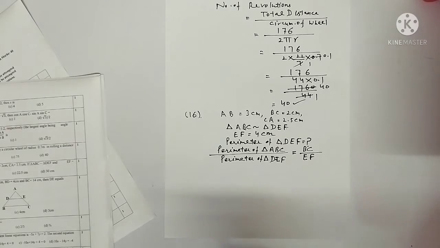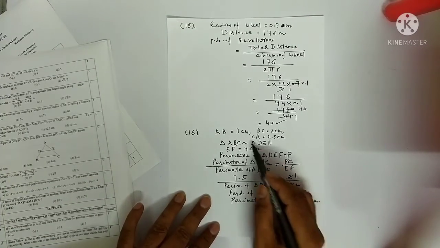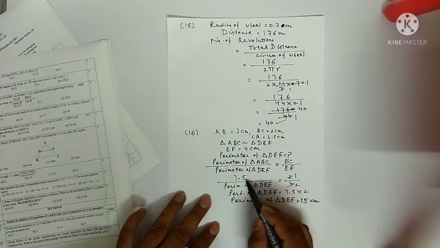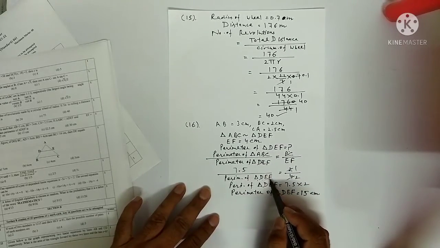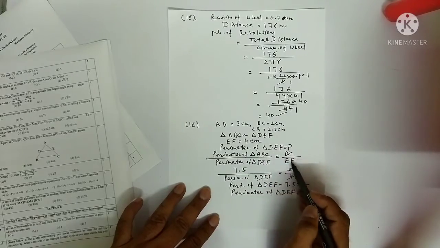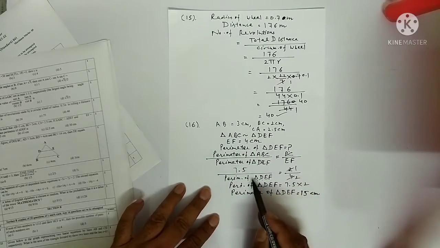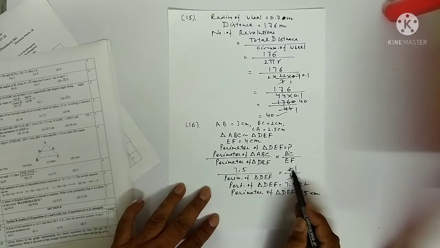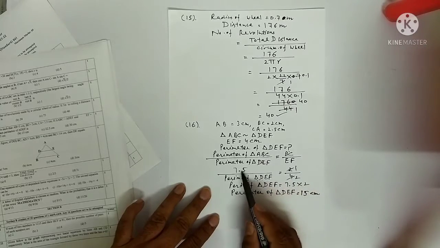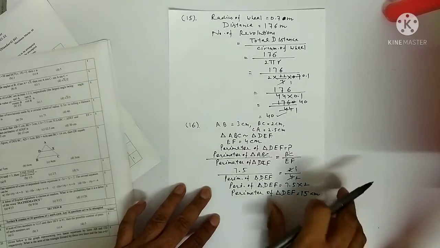So perimeter of triangle ABC. How will we find the perimeter of triangle ABC? 3 plus 2 plus 2.5, that is 7.5. And perimeter of triangle DEF is unknown to us. BC is given 2 and EF is given 4. So 2 ones are 2, 2 twos are 4. So perimeter of triangle DEF into 1 will become perimeter of triangle DEF, and 7.5 will be multiplied with 2. So perimeter of triangle DEF will be equal to 15 centimeter.